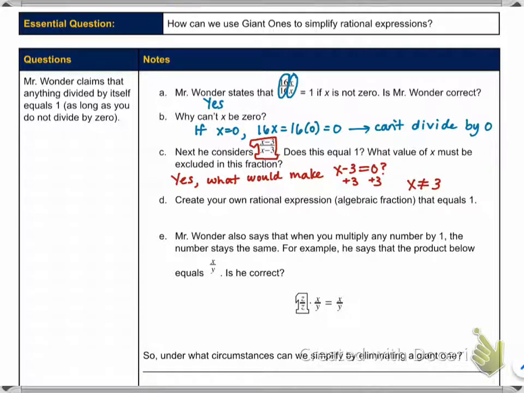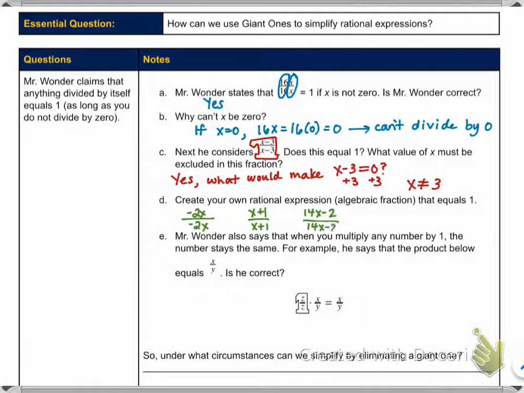You're going to create your own rational expression or algebraic fraction that equals 1. You can write anything you want. Go ahead and pause the video and write anything you want that equals 1. There are lots of correct things here. As long as the top and the bottom are exactly the same, you're going to have a correct answer here. Algebraic fraction means it has some sort of variable in it. So I'm just going to put a couple of examples here.